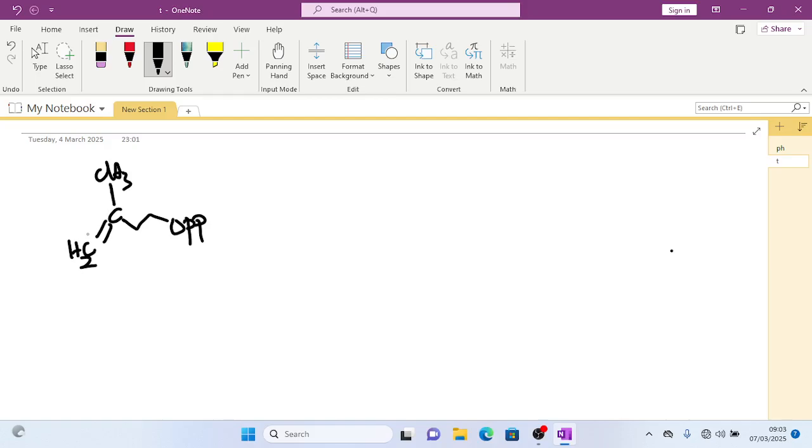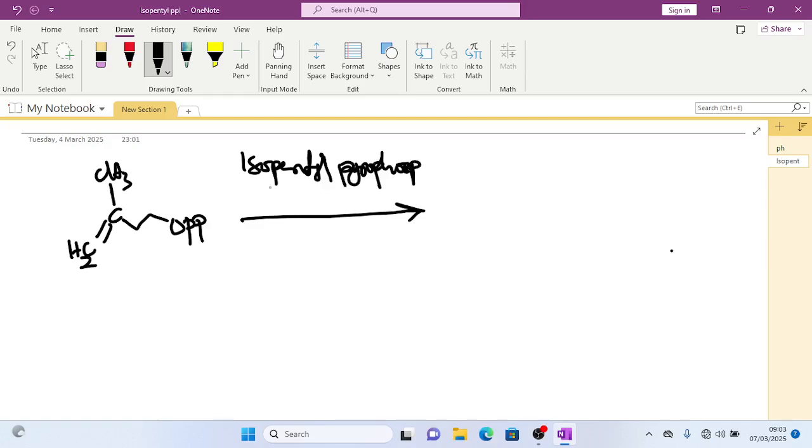Now, this isopentenyl pyrophosphate will be converted into dimethyl allyl pyrophosphate. And the enzyme that catalyzes this process is an isomerase enzyme. The enzyme is called isopentenyl pyrophosphate isomerase, in a reversible step.